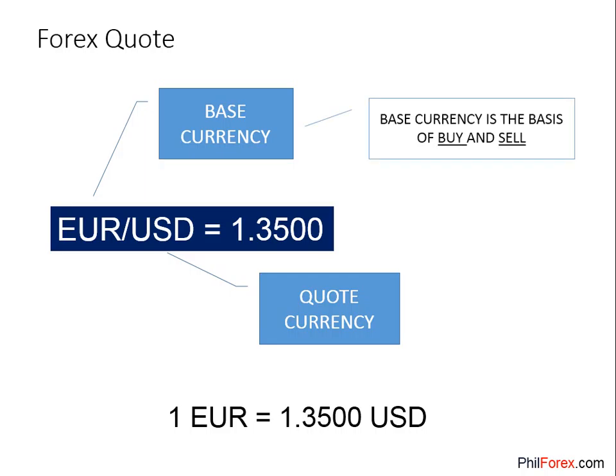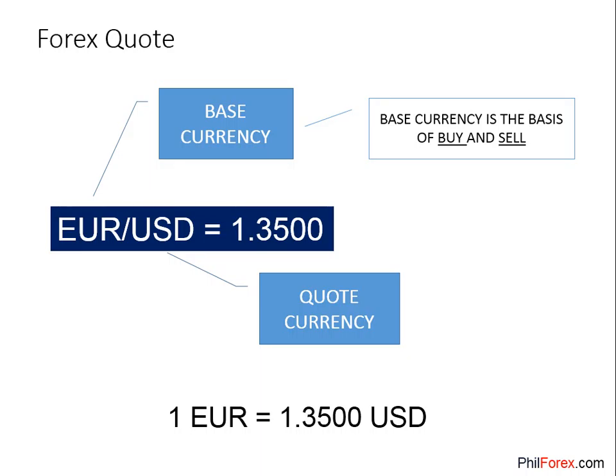Now, the basis of whenever we buy or we sell, we use the base currency so that it's not confusing. Because remember, since they're traded in pairs, whenever you're buying one currency, you're selling the other one. Whenever you're selling one currency, you're buying the other one. So in this case, when we say we're buying the euro dollar, what we're actually doing is we're buying the euro and we're selling the US dollar. So that it's not confusing, what we do is we look at the base currency. And the base currency is the basis of our buying selling.